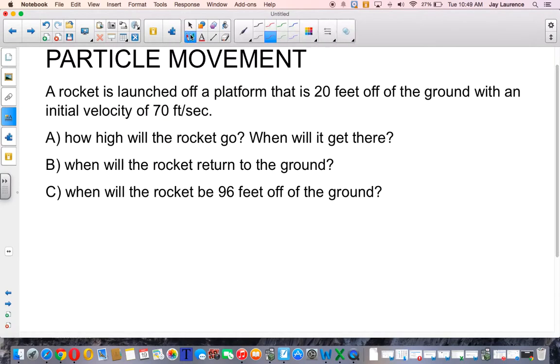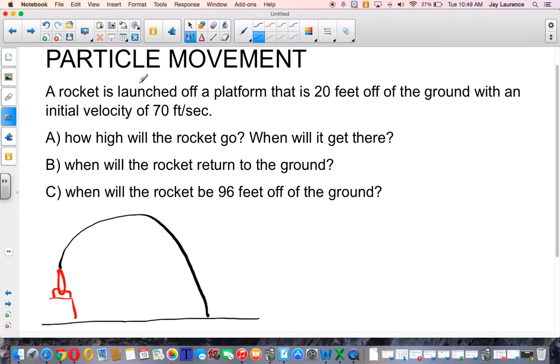So we've got a rocket being launched off a platform. So there's my platform. All right, there's my rocket. Okay, something like that. And we know it's going to go like this, right? And we're asked to find how high will the rocket go and when will it get there.